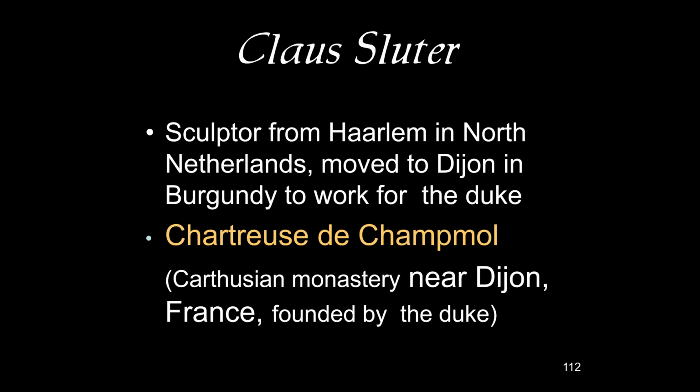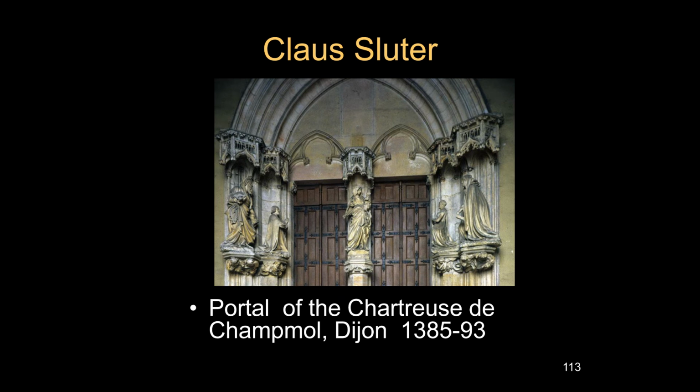And there are actually 3 works of art that are associated with Claus Sluter's work at the Chartreuse du Champmol in Dijon. One is the portal of the Chartreuse du Champmol, and this is done in the latter years of the 14th century. You can see 1385 to 93. In the center, the trumeau, that's the doorpost in the center, we see the Virgin and Child, which you see in a lot of Gothic churches where you have the Virgin and Child on the trumeau. I'm thinking of Amiens right now, actually.